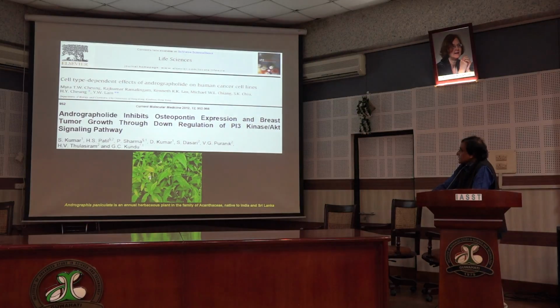So in between, since we have this model, we searched for an inhibitor which can block the Notch pathway. And a couple of years back we showed one such molecule, andrographolide, which in Bengal is called Kalmegh, from the plant Andrographis paniculata. It suppressed breast cancer growth by inhibiting osteopontin expression through this pathway.